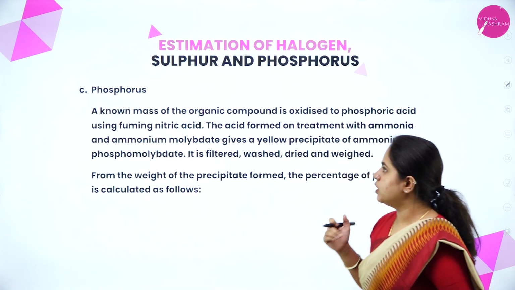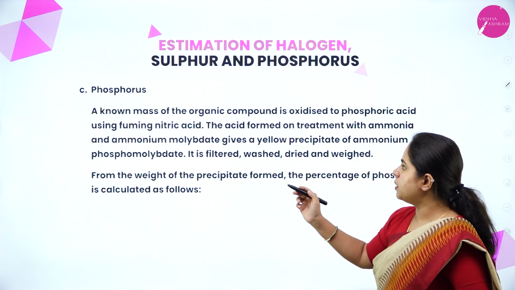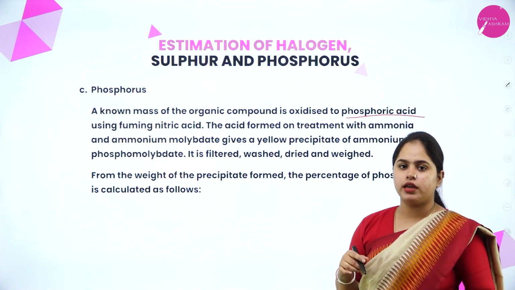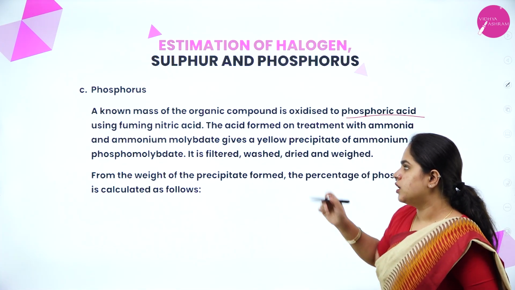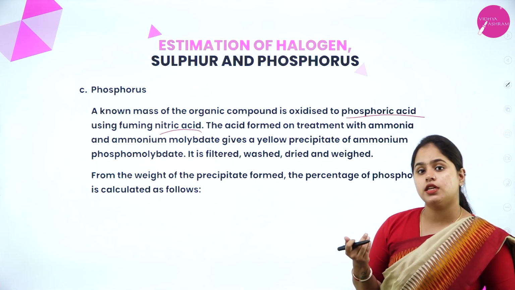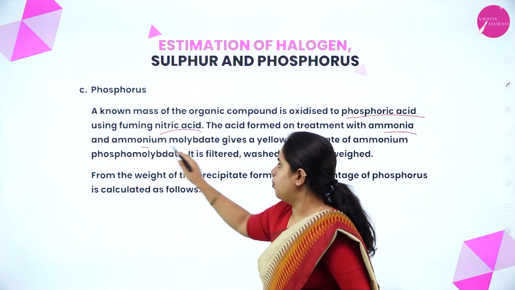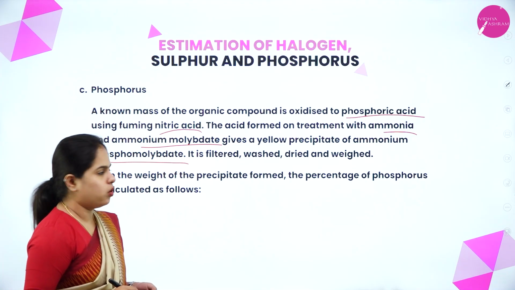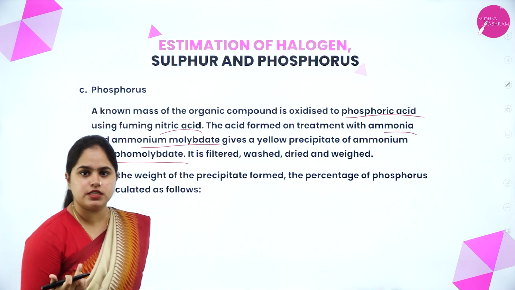Now moving on to the next one, that is phosphorus. Phosphorus is also estimated using the Carius method. A known mass of the organic compound is oxidized to phosphoric acid. Here the phosphorus is oxidized to phosphoric acid using fuming nitric acid. Again we are taking fuming nitric acid, but phosphorus is getting oxidized to phosphoric acid. Now the acid formed, on treatment with ammonia and ammonium molybdate, gives a yellow precipitate of ammonium phosphomolybdate. It is filtered, washed, dried and weighed, and from the weight of the precipitate formed we will be able to calculate the percentage of phosphorus.